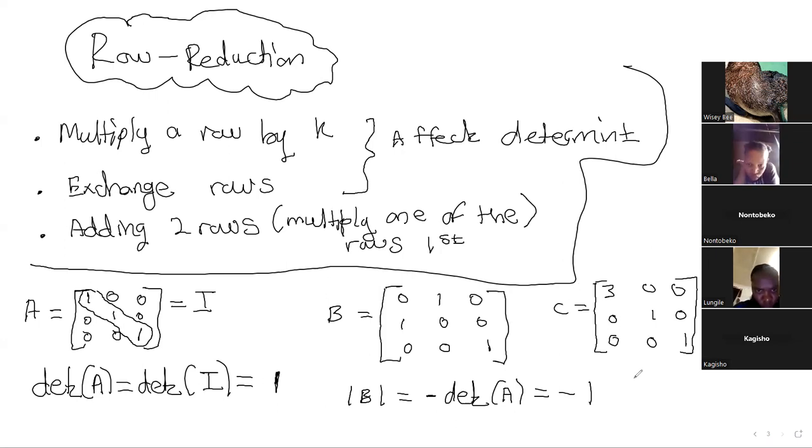The determinant of C will be 3 times the determinant of the original A. In this case, it will be 3.